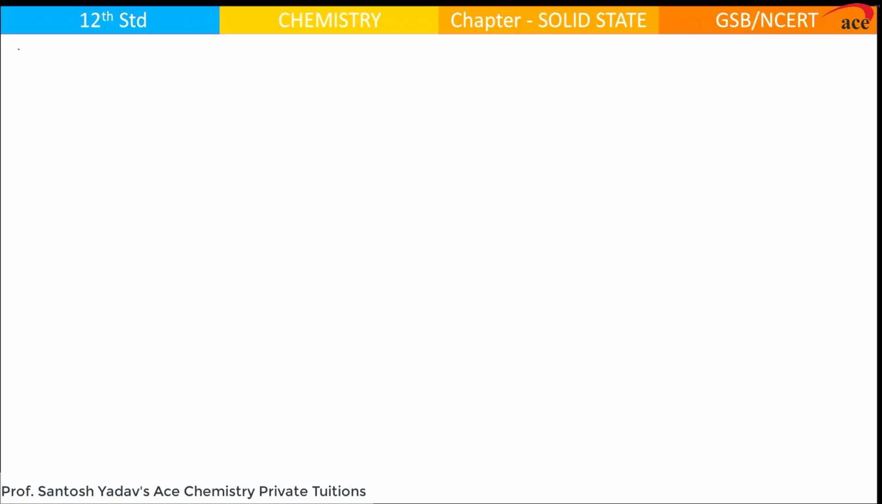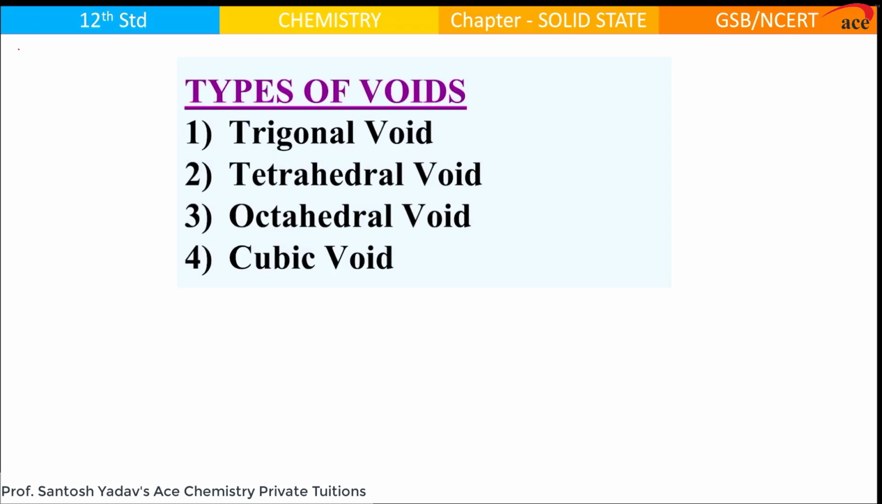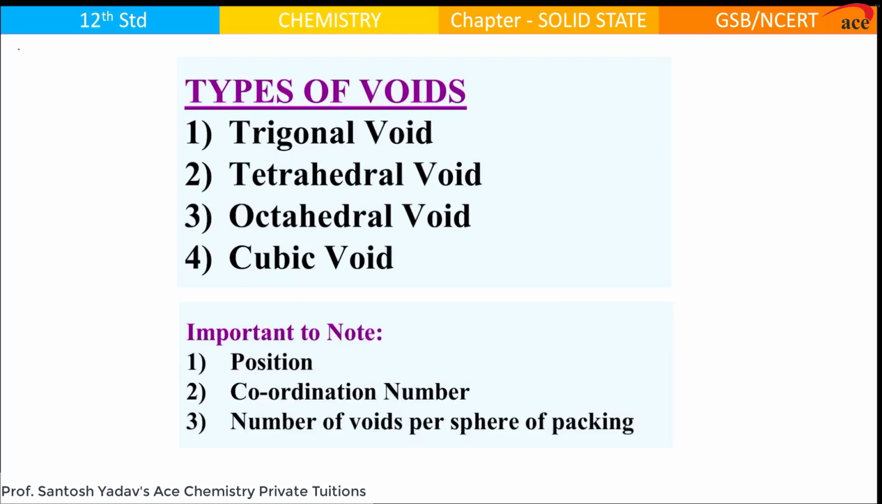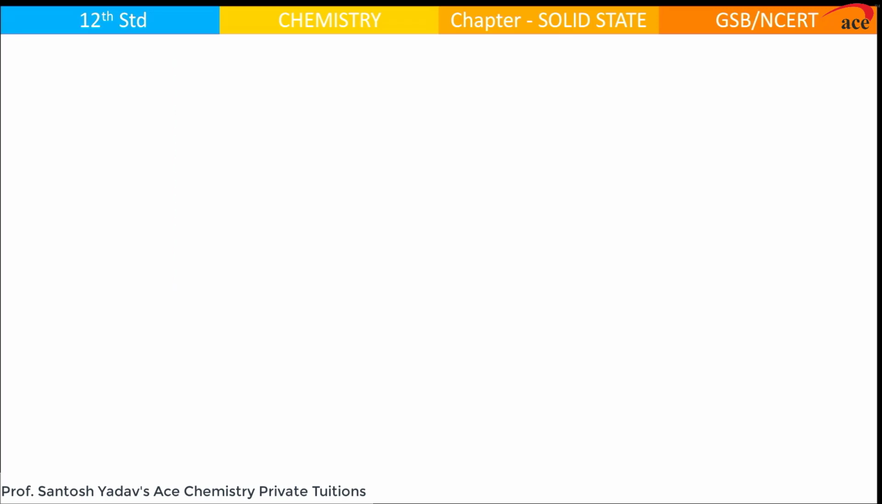So we end here. We come to the next topic of different types of voids: trigonal void, tetrahedral void, octahedral void and cubic void. Now all these voids are present in different types of packing, like AAA packing, AB packing, ABCA packing. In all these different packings, different types of voids present are this many. When you learn voids, remember to understand the position of the void, their coordination number and how many voids are present per sphere of packing.